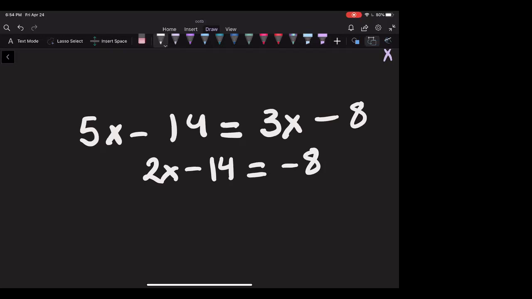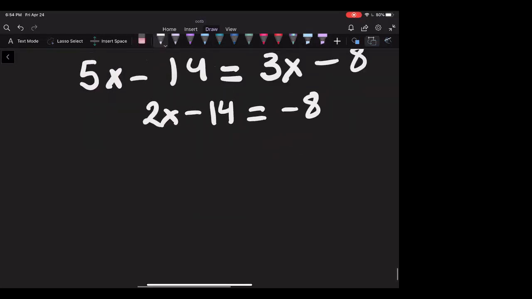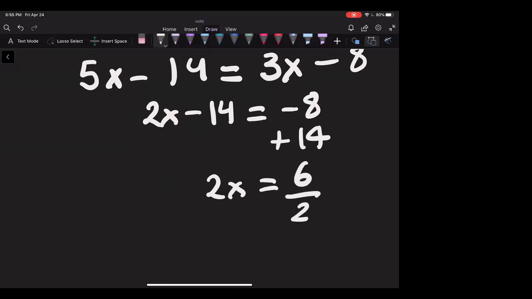So plus 14. Oh, I wrote on the wrong side. Plus 14. 2x is equal to negative 8 plus 14 is 6. Divided by 2. What did you get for x? 6 over 2, which is? 3. Good job. Thank you.